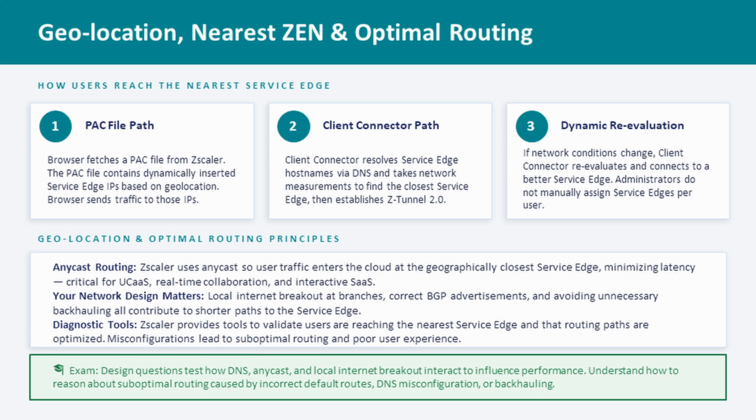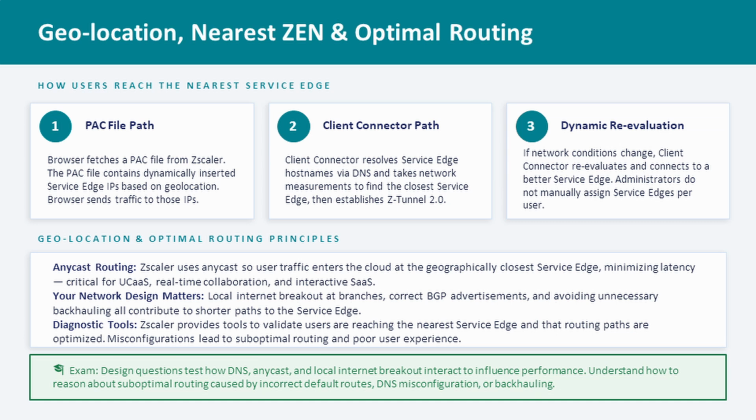As an administrator, you don't manually assign service edges to users. The platform handles this automatically. Your role is to design the conditions that allow this automation to work well. And the single most important design choice you make here is local internet breakout. Local breakout means that internet-bound traffic exits to the internet directly from the branch or office, rather than being backhauled over a WAN link to a central site first.